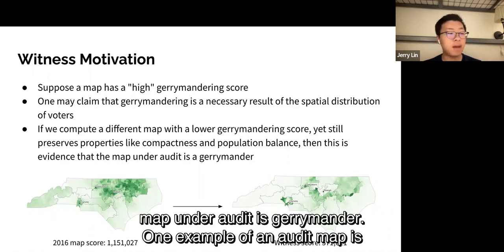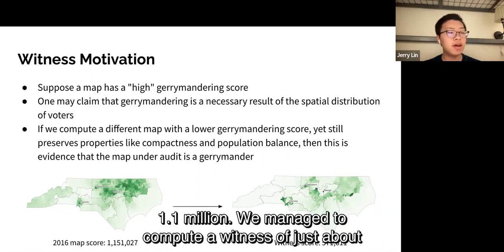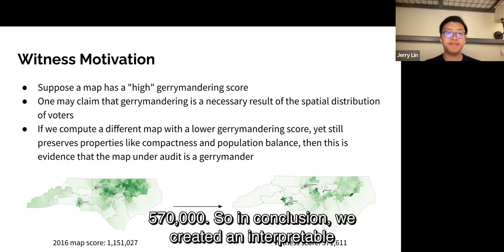One example of an audited map is below. In the 2016 map, we have a gerrymandering score of about 1.1 million, but we managed to compute a witness of just about 570,000.